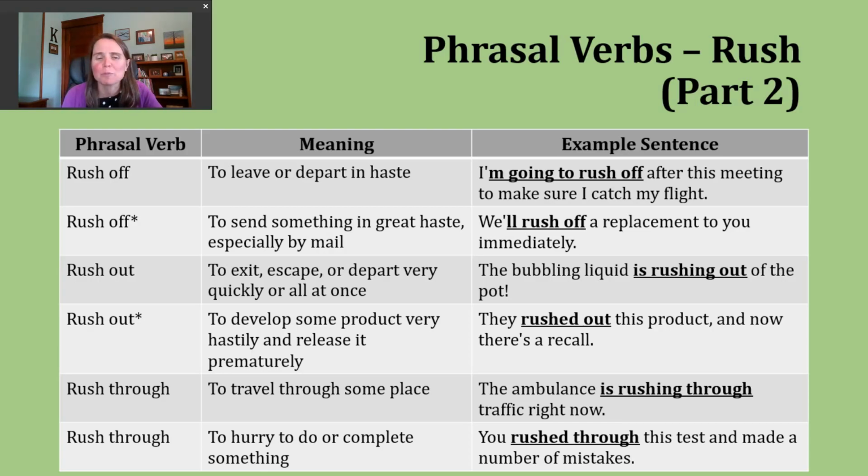The last phrasal verb we'll discuss today is to rush through. We're also going to discuss two ways to use it. The first way to use it is to mean to travel through some place. An example of this: the ambulance is rushing through traffic now. So that's another present progressive or present continuous describing something that's happening right now. A second way to use rush through means to hurry to do something, or to hurry to complete something. An example of this: you rushed through this test and made a number of mistakes.